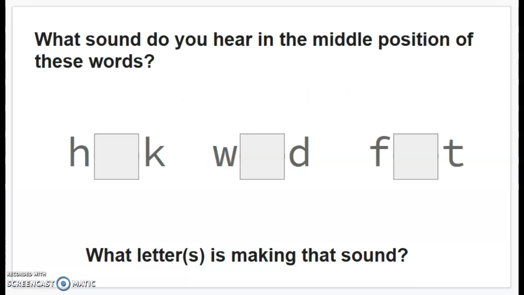Repeat these words after me, and then listen for the sound in the middle of each word. Hook, wood, foot. What sound did you hear in the middle of the word? Yes. What letter or letters do you think make that sound?